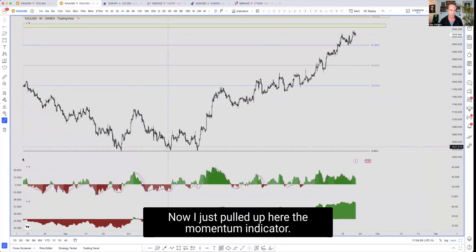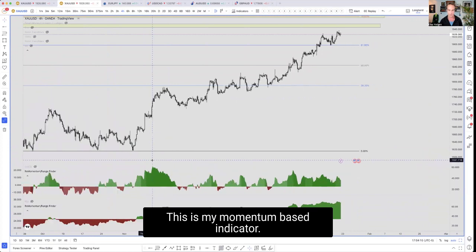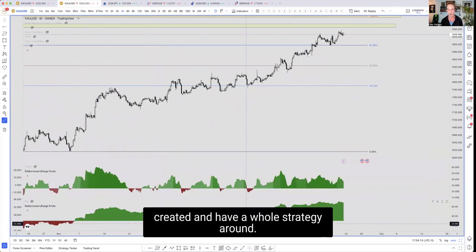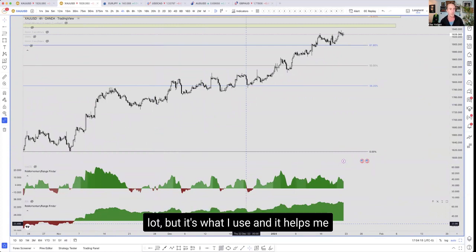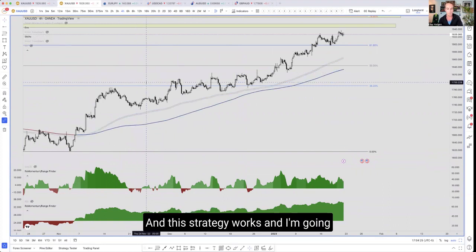Now, I just pulled up here the momentum indicator. This is my momentum-based indicator, and you can see that I created it and have a whole strategy around it. You've heard me talk about it a lot, but it's what I use, and it's helped me to get funded over 7 figures of capital. The strategy works, and I'm going to show you how that works right here.